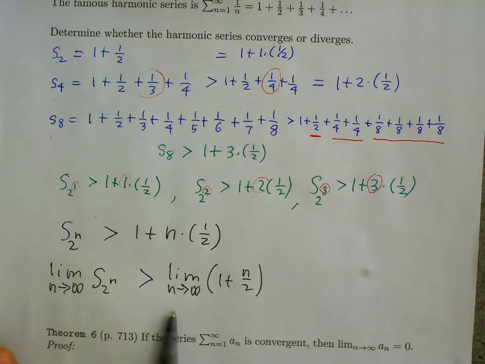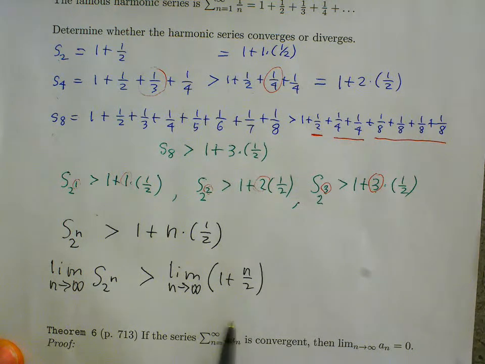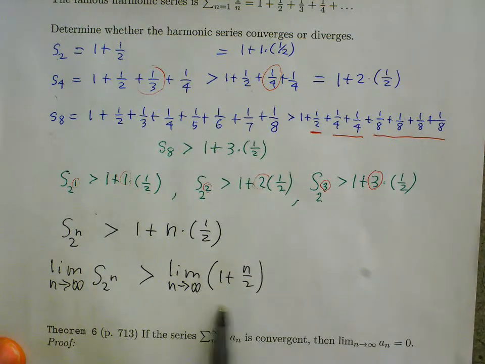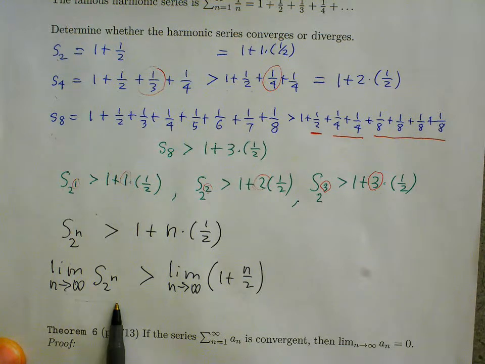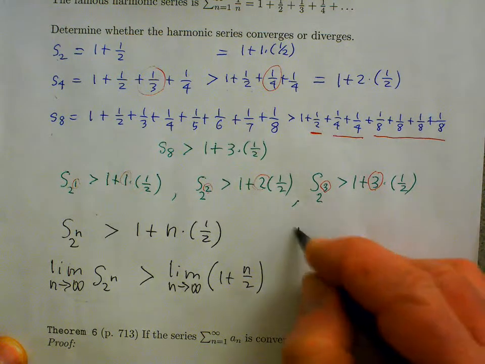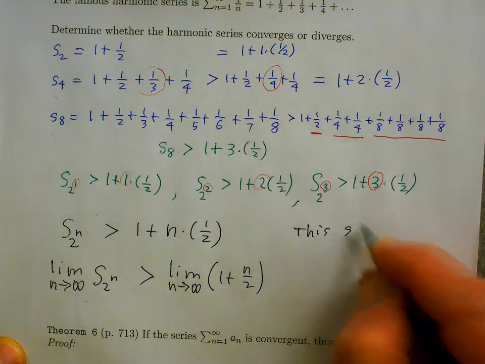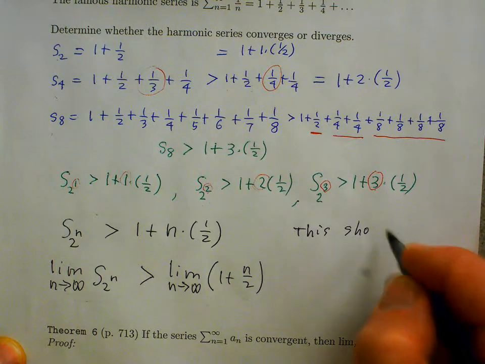This is like a comparison test. Since the terms from this sequence diverge to infinity, and the terms of the sequence on the left are greater than each of the terms of the sequence on the right, then this must also diverge to infinity. So this shows that the harmonic series diverges to infinity.